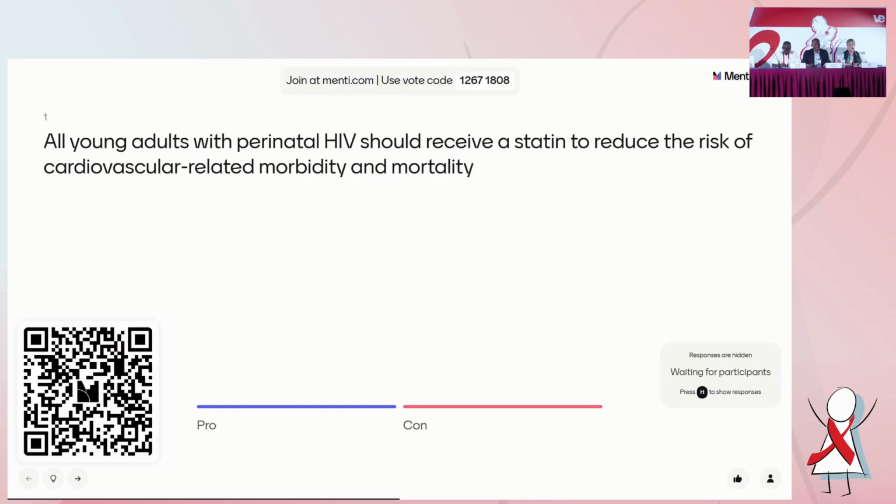And here we have the motion. The motion for this debate is that all young adults with perinatal HIV should receive a statin to reduce the risk of cardiovascular-related morbidity and mortality. So pro is blue and con is red. Can you put your QR code on? And I expect the baby boomers to be able to do this as well, even though they have a few problems. And start voting for what you believe.